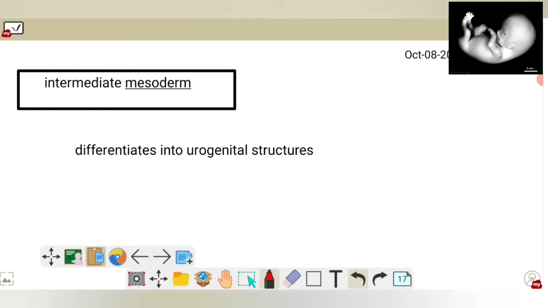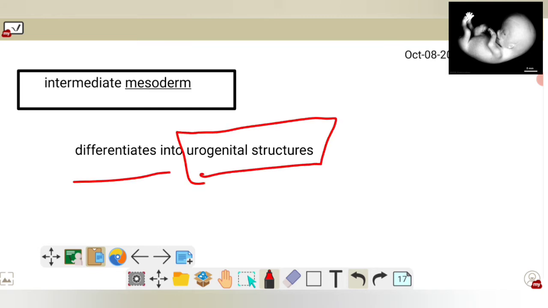Intermediate mesoderm differentiates into urogenital structures, that is the nephrotome and nephrogenic cord, that is the kidney, urinary bladder and gonads. All these structures are derived from the intermediate mesoderm. How this gets converted into the urogenital structures, we will study in detail in systemic embryology.